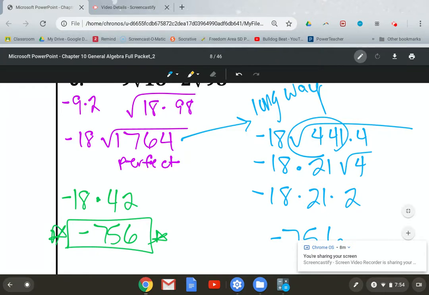Now, granted, you might need to do the long way if it's not perfect. Actually, you have to do the long way if it's not perfect. But it works either way to get your negative 756.